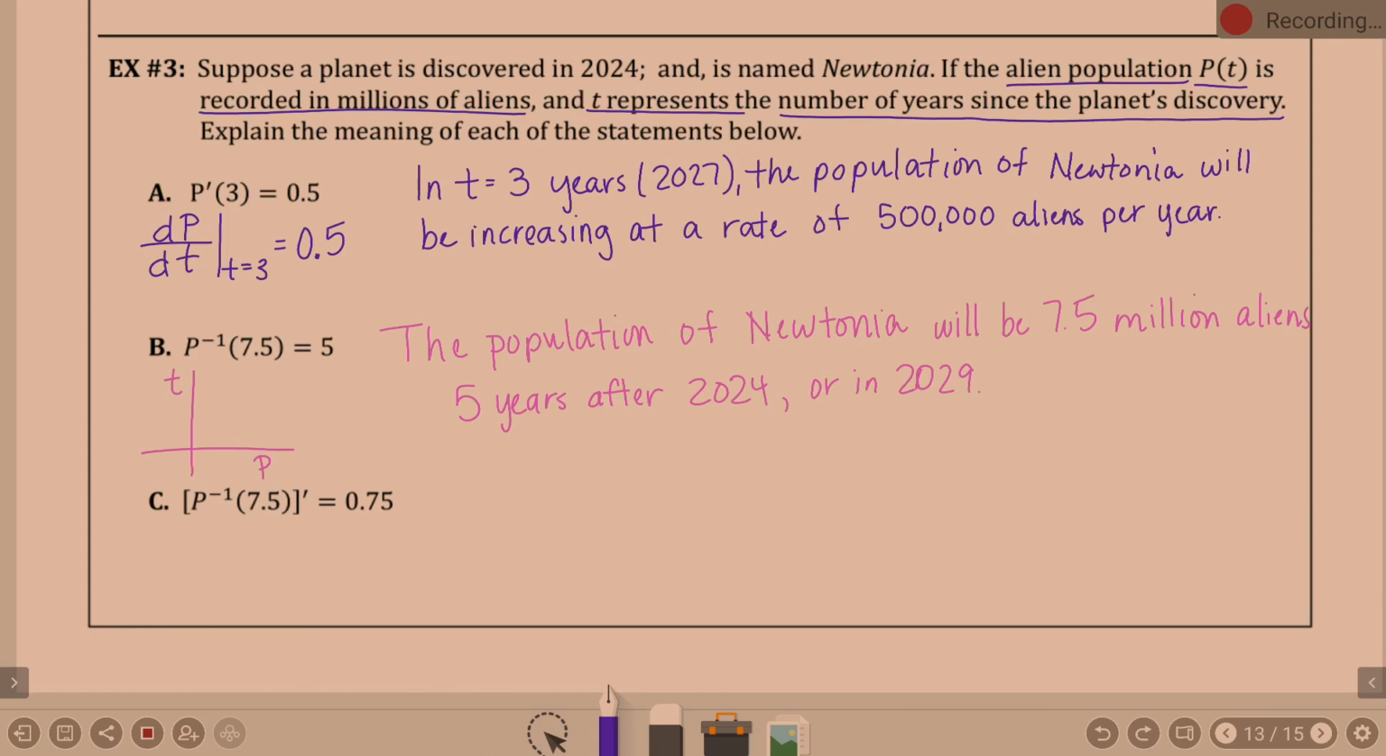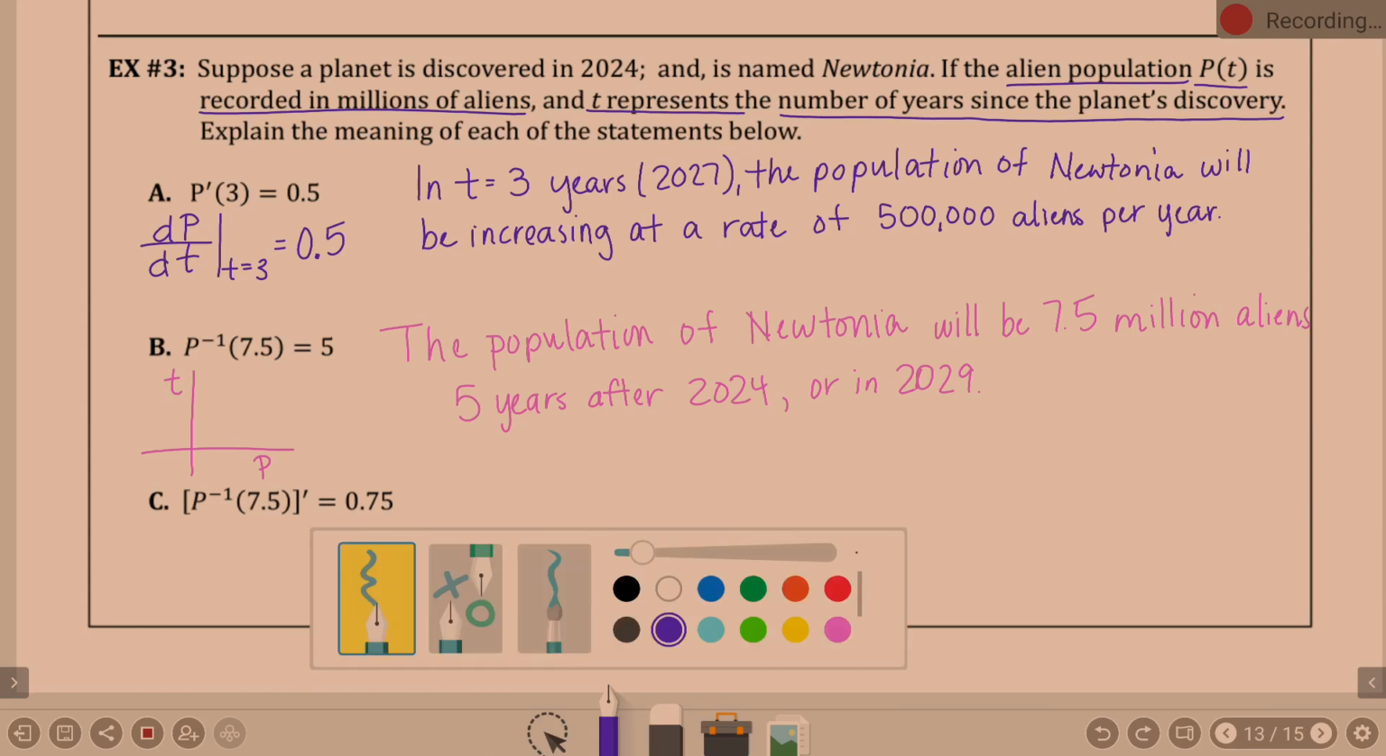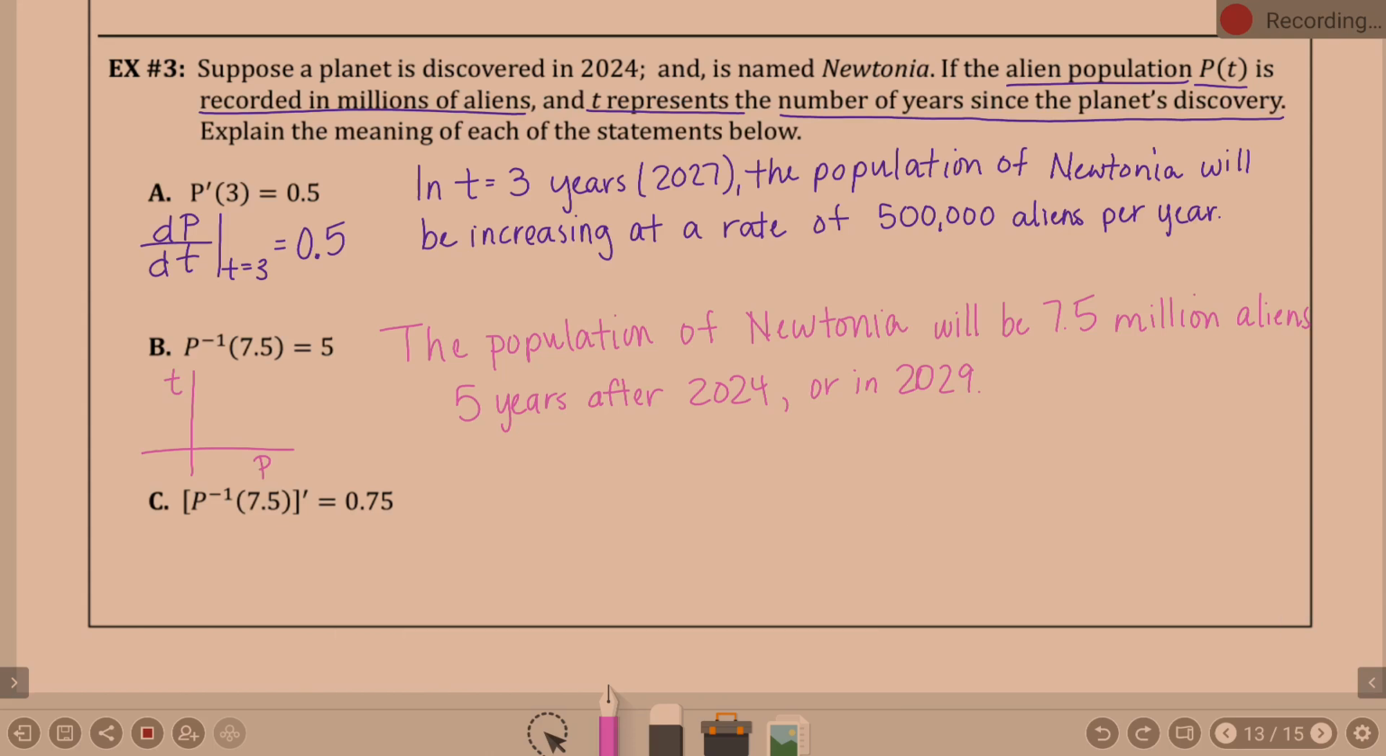Okay, now, next one. This is the tricky one, because when you put a derivative on an inverse, there's a little trick to it. You correctly got it switched, so basically this is the population and this is the time. The same thing is going to be true here, right?